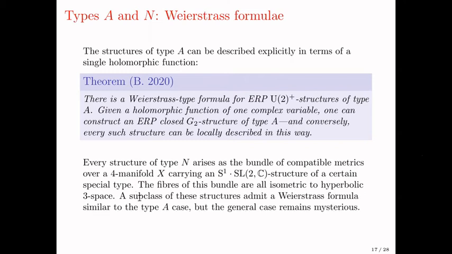Unfortunately, a subclass of these structures admits a Weierstrass formula, similar to how it goes for the type A case, but in general, it's a little bit mysterious. The local existence theory is also hard for these things. So I know the subclass exists and has the same kind of local generality as the type A structures, but I don't know if every structure must be of this subclass or whether there are other structures. That remains mysterious. Okay, so that's type A and N. Again, these structures of type N have completeness issues. So you'll get infinitely many local examples, but I don't think that you can get a complete example, certainly not a compact example, out of this construction.